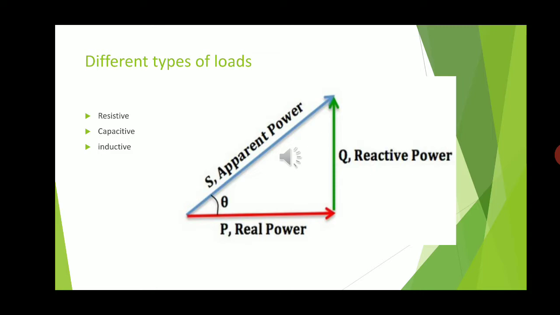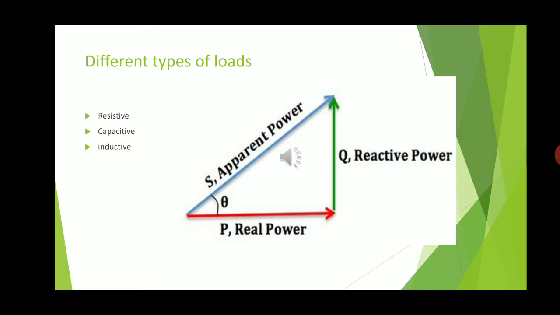Now if you take the resistive load, the theta in resistance is equal to 0. If it is 0, that means reactive power is equal to 0. If reactive power is equal to 0, that means apparent power is equal to real power. Now by the definition, power factor is equal to active power by apparent power, so at that time it is equal to 1.